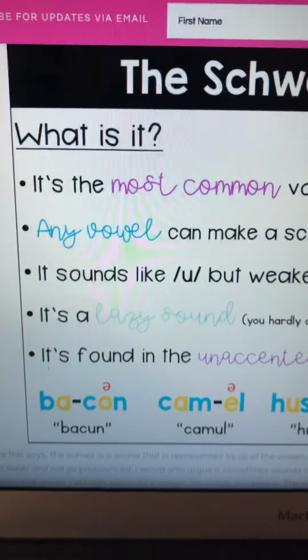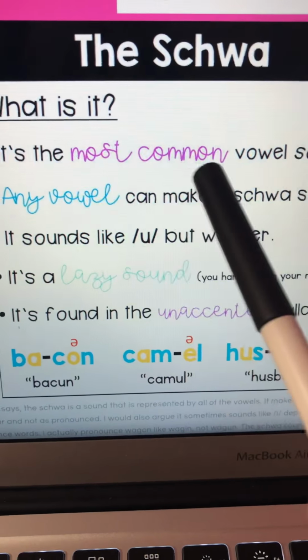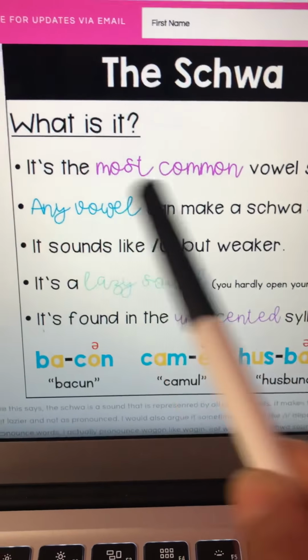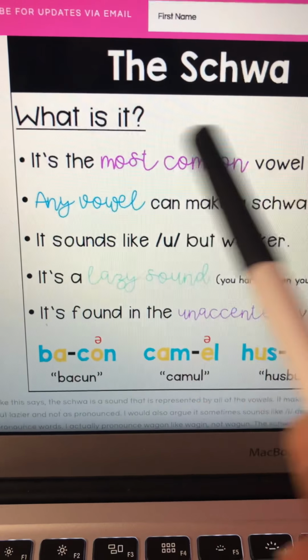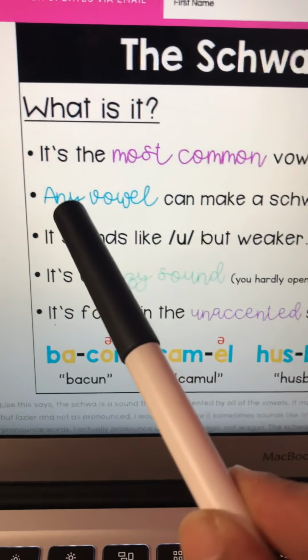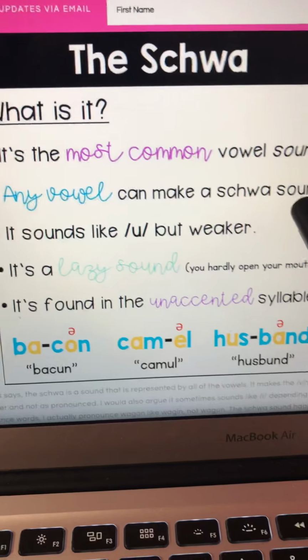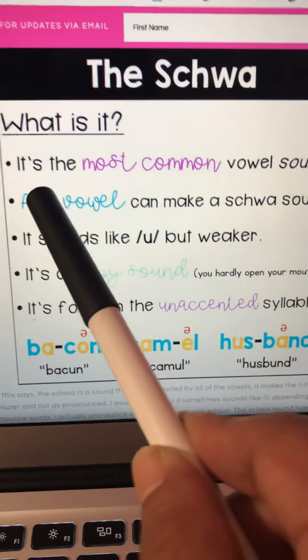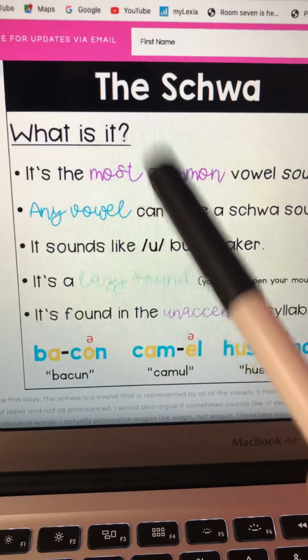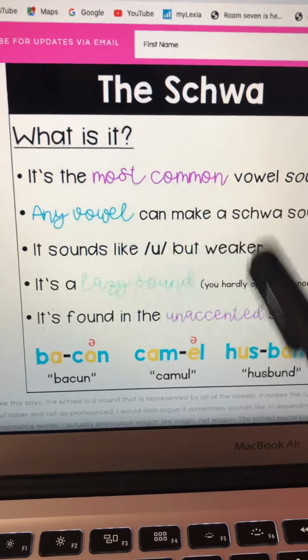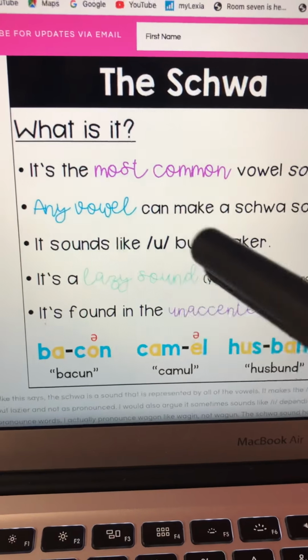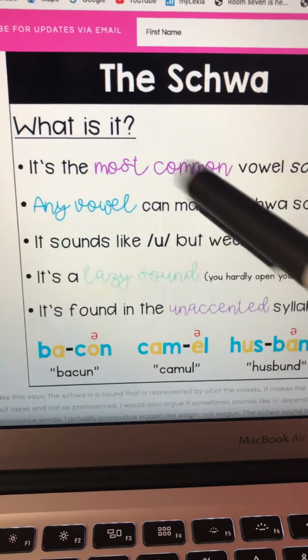So the schwa sound is the most common vowel sound. Most common means that it's used a lot. Okay, like most often. Any vowel can make a schwa sound. So what that means, any vowel means it could be A, E, I, O, or U, or short vowel A, E, I, can make a schwa sound. That means it can make the sound of another vowel.